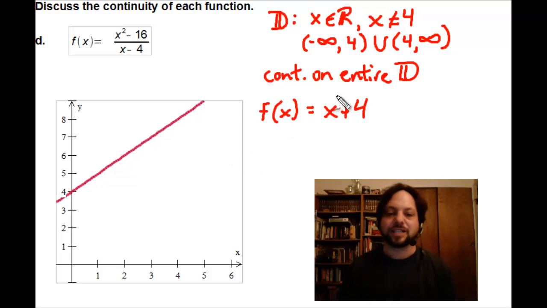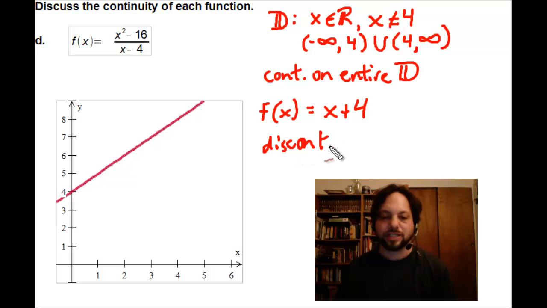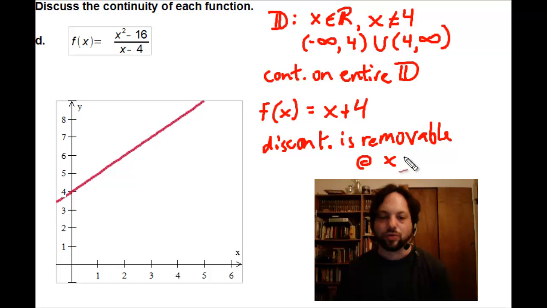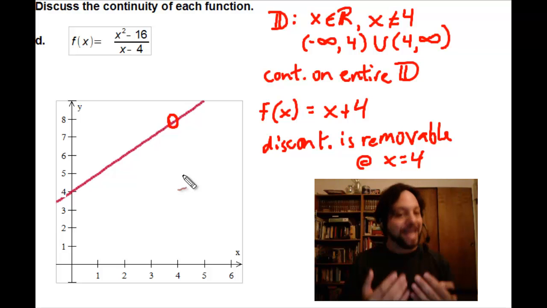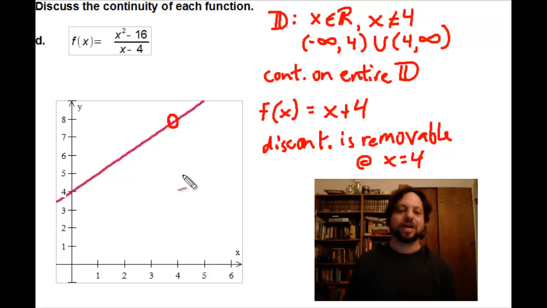It tells us that our discontinuity is removable. In other words, it is a hole, and that is at x equals 4. So even though we don't see it on the graph, there's probably a little hole right here. And your calculator might not show it either, so you have to be able to look at these things analytically and tell. Graphical is not always going to be the end-all, be-all for you.